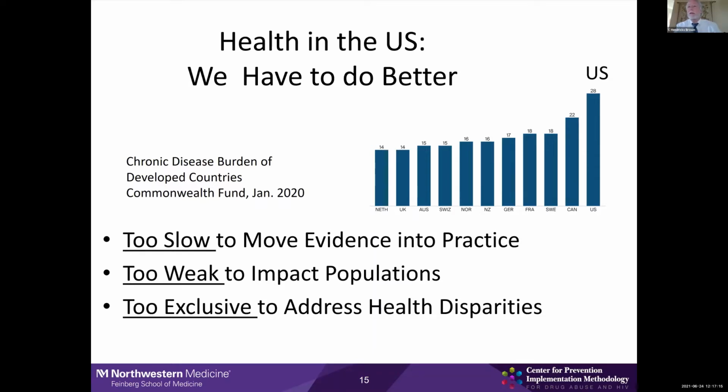We know, for example, that health in the United States is in many places not only very costly, but also poor compared to a lot of the other developed countries. And this is kind of a picture that the US is 50% to 100% higher in terms of the chronic disease burden than many other developed countries. And it has three pieces in it that we've inherited over a period of time. Our health programs that we want to use in here are too slow to move evidence into practice. They're too weak to impact populations at levels that we want to have, and they're too exclusive to address health equities.